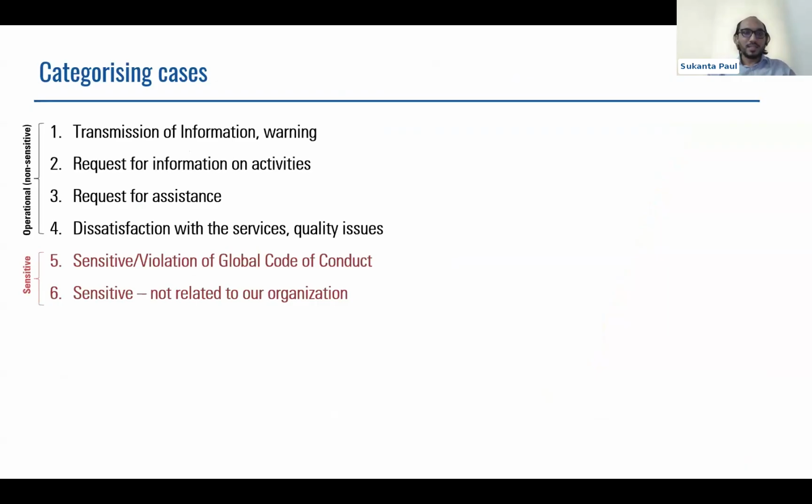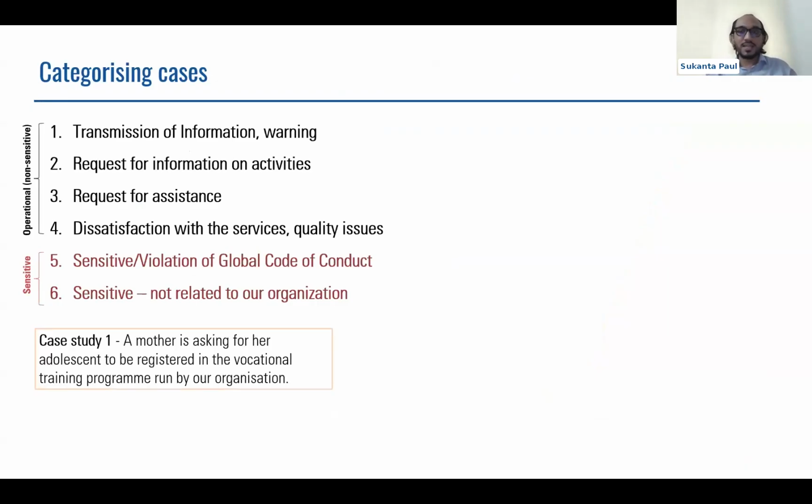So here, as I have already explained, we have the 6 categories, and now we have 7 cases here. I'll read the cases, then maybe 1 or 2 or 3 of you can answer in the chat under which category the case falls. Say the mother is asking for her adolescent to be registered in the vocational training program run by the organization. What do you think, under which category does it fall?